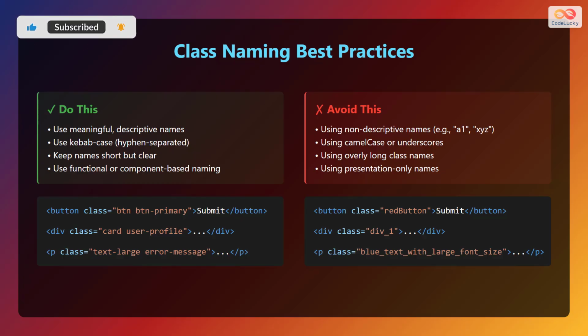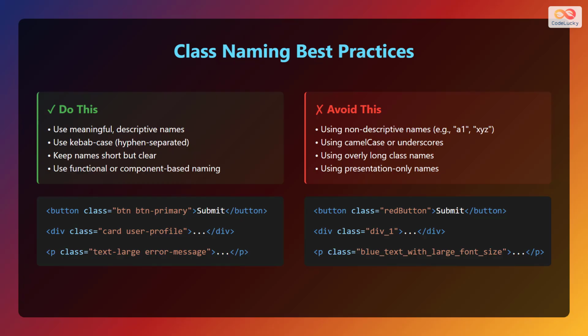Avoid using non-descriptive names, such as a1 or XYZ, which provide no information about the element's purpose. Avoid using camel case or underscores in class names, as kebab case is generally preferred. Avoid using overly long class names that make the HTML hard to read. Avoid using presentation-only names, such as red-button, as this tightly couples the style to the content.